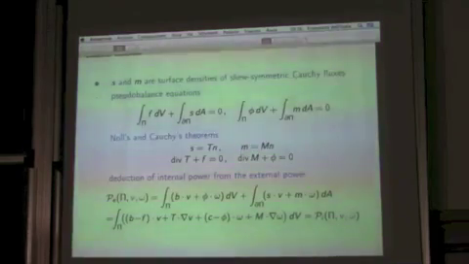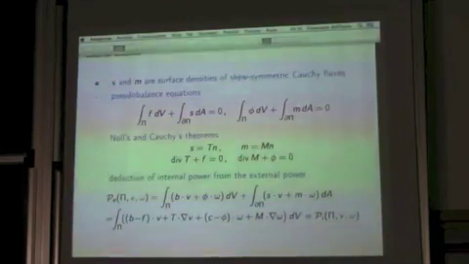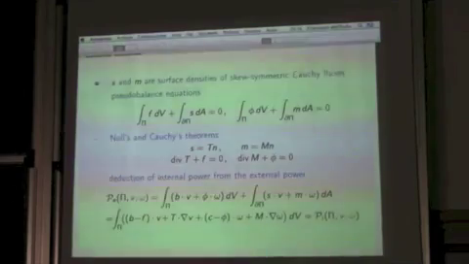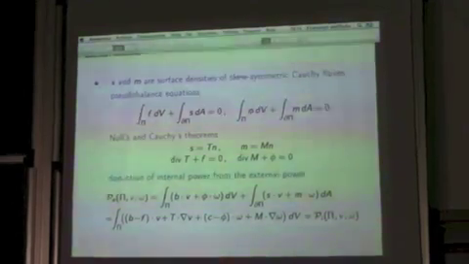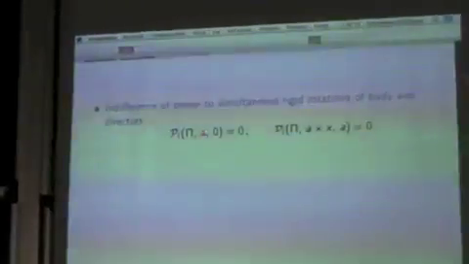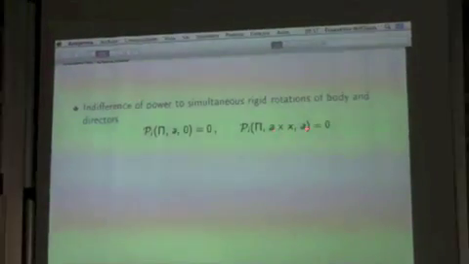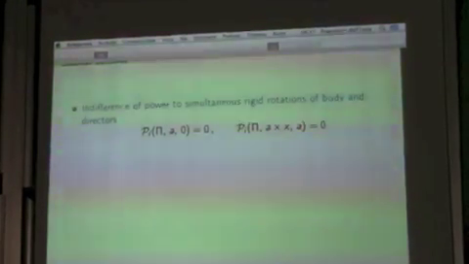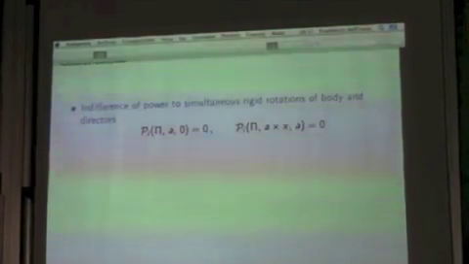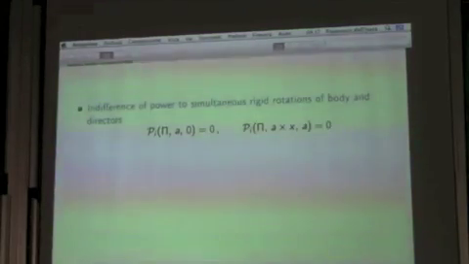Now we have to come to the indifference requirements. And the indifference requirement is the following. Since these d alpha are material vectors, which represent some orientation inside the body, the power should be indifferent when I give simultaneous rigid deformations of the body and the vectors together. So we have power with a rigid translation and no variation of the directors equal to 0, power with a rigid rotation of the body and the equal rigid rotation of the directors equal to 0. These are the two equations.